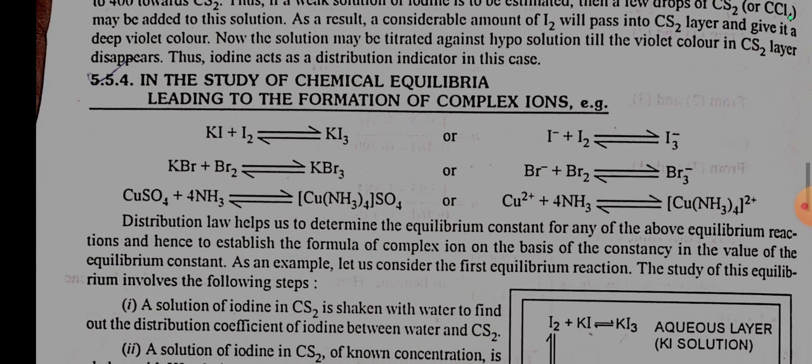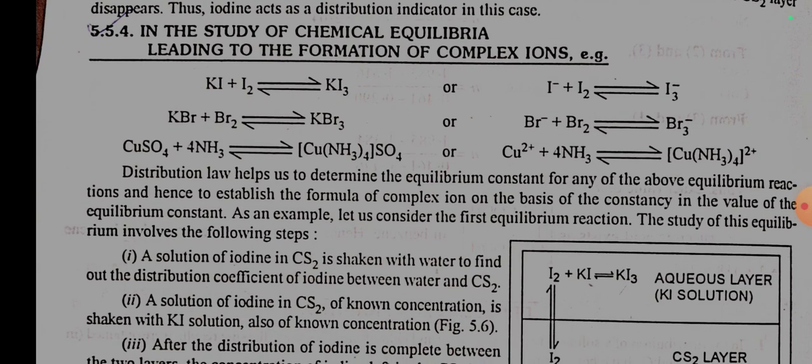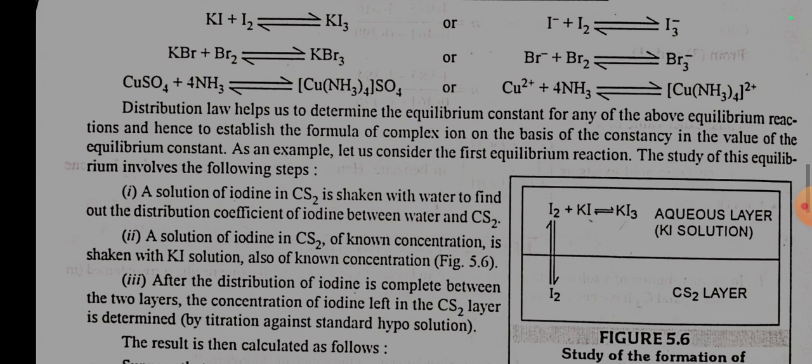In the study of chemical equilibria leading to the formation of complex ions, for example KI + I2 in equilibrium with KI3, KBr + Br2 in equilibrium with KBr3, CuSO4 + 4NH3 in equilibrium with Cu(NH3)4SO4, distribution law helps to determine the equilibrium constant for any of the above equilibrium reactions, and hence to establish the formula of the complex ion on the basis of constancy in the value of the equilibrium constant.